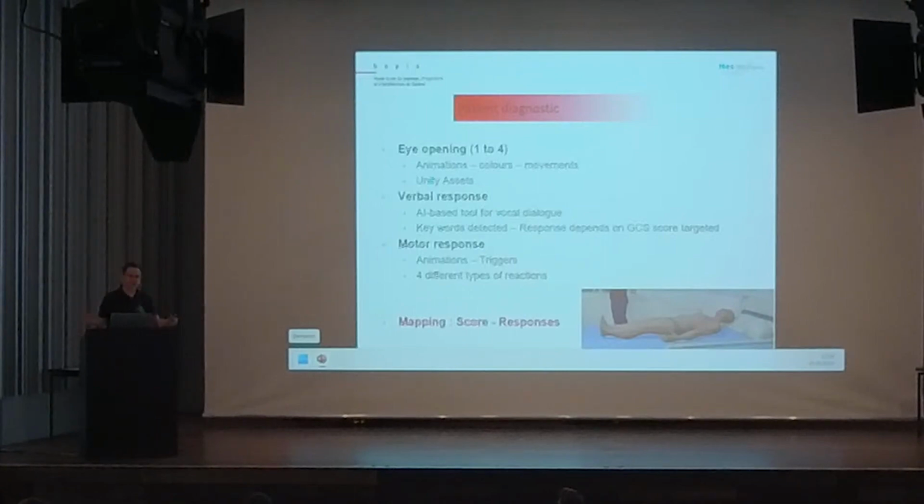The second thing is all the verbal exchange with the patients, and we do it using artificial intelligence, using bots, and we also use a tool to detect keywords in the questions, and then we automatically generate answers. And of course, the answers depend on the score we are targeting. So if, for example, the teacher says that in this situation the targeted score is 8, we are supposed to have incoherent answers. So we have to produce incoherent answers, not coherent, the opposite, etc.